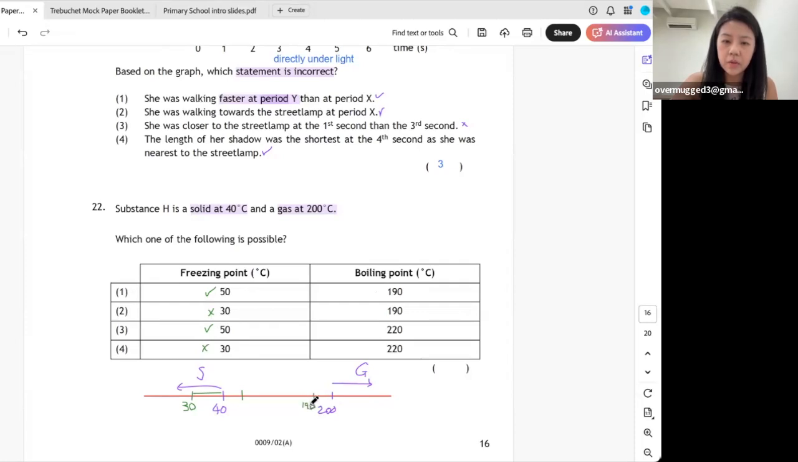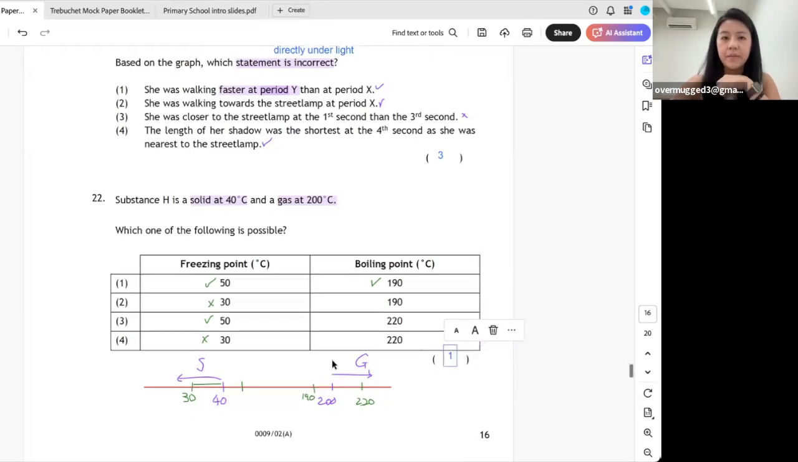And then 220 will be somewhere here. Okay. So again, because it's already a gas at 200 degrees Celsius, my boiling point cannot be at 220 because what happens in between this 20 degrees then, right? So this will give us the boiling point at 190 and therefore option 1 as your answer.